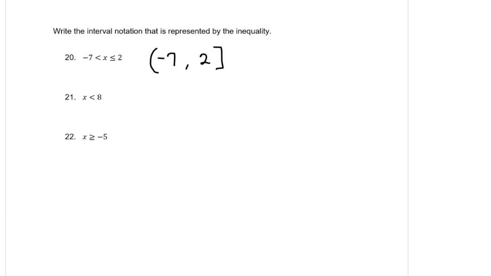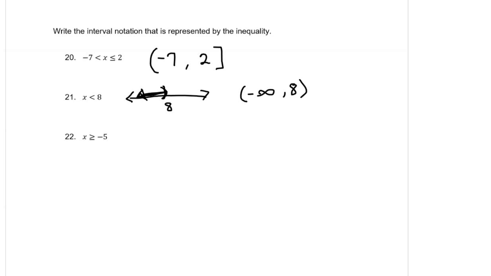Problem 21, x is less than 8, so I want all of the numbers less than 8, and again, you may want to help get your answer by drawing a quick graph here. I want x to be less than 8, so those are the numbers toward the left, and there's going to be a parentheses. So when I write my interval notation, I am going from negative infinity to +8, and there's going to be a parentheses on both sides.